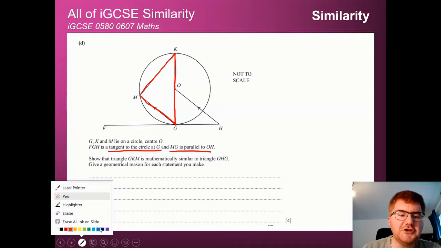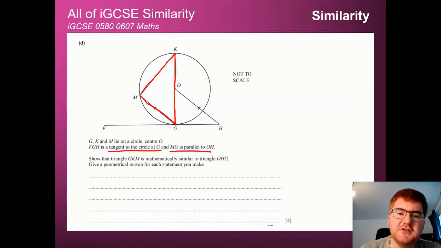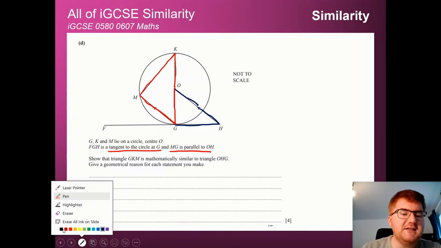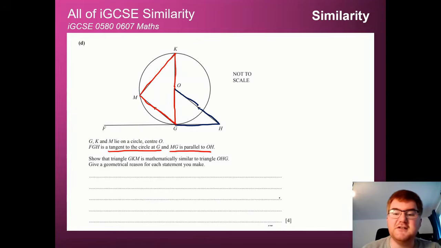So when you do a question like this, it's quite useful just to label the two triangles that we're focusing on. That makes it easier then to work out what is shared between the two triangles. Give a geometrical reason for each statement you make. So this is where this kind of question is a bit more like science, because you see there are 4 marks available for this. So we're going to need to put down 4 bits of information as we go along.